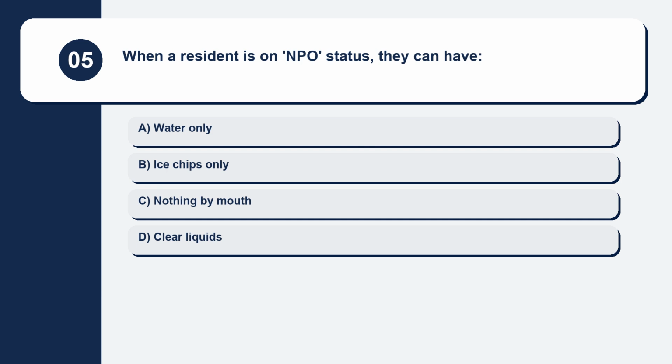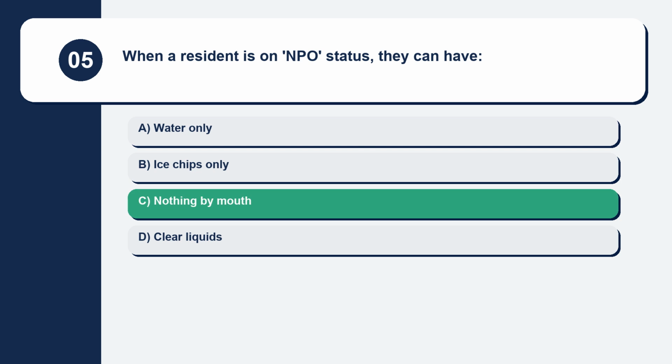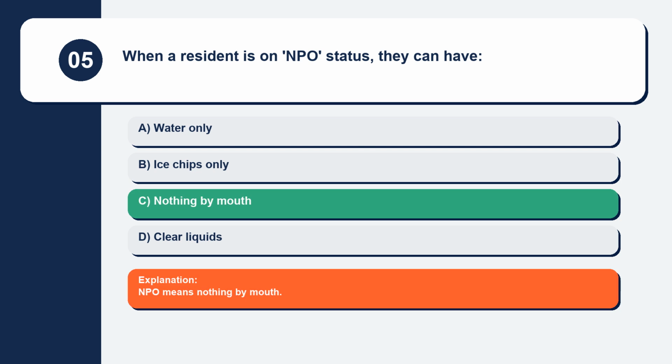Question 5. When a resident is on NPO status, they can have water only, ice chips only, nothing by mouth, clear liquids. Answer: nothing by mouth. NPO means nothing by mouth.